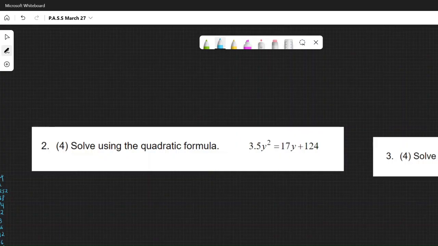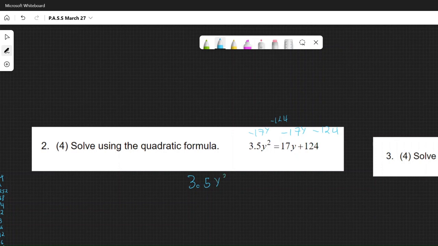Our next problem here is solve this equation using the quadratic formula. This one's a little bit confusing because we have y's instead of x's, but we're just going to treat them as if they were x's. So first we're going to rearrange this to have all of our terms on one side. So we're going to subtract 17y from each side and subtract 124 from each side.